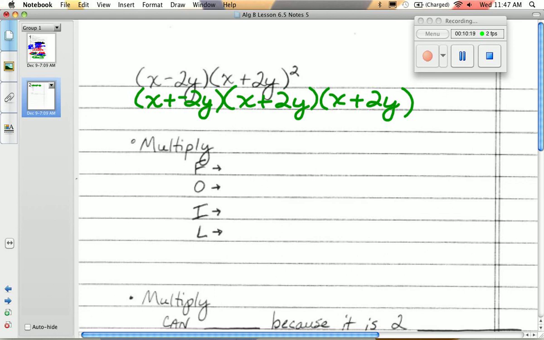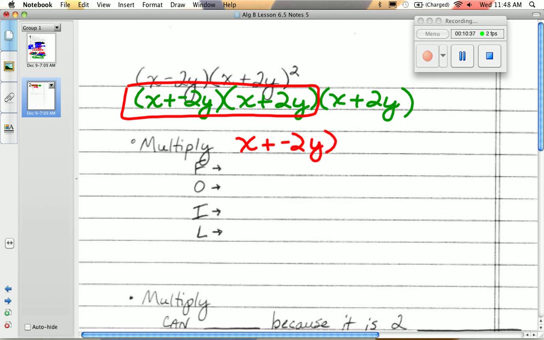Okay, now we're ready to multiply the first 2. Can I do the rectangle way on this? You can. If you want to cross out foil and use the rectangle, you may. So we're going to multiply x plus negative 2y times x plus 2y.